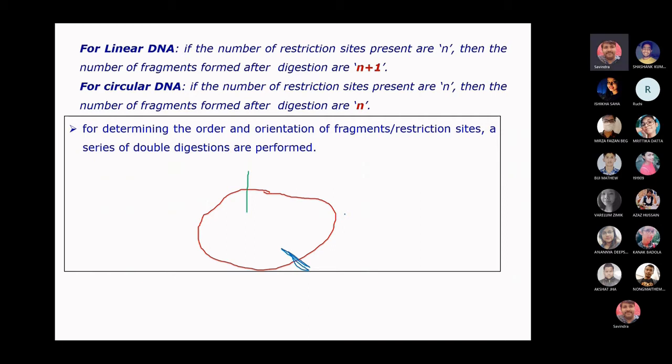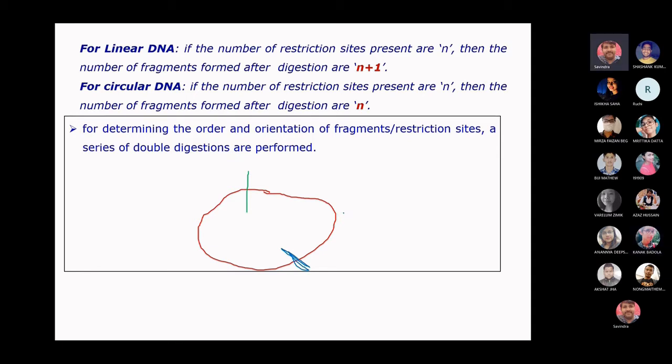For X, for Y and for Z, what did you do? You have digested your circular DNA with all three enzymes. X has a green restriction site, Y doesn't have a site at all, and Z has a blue site. So in all the cases, you are getting only one fragment. Am I right? Yes, sir.